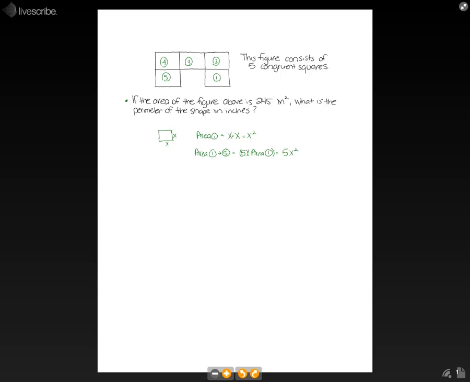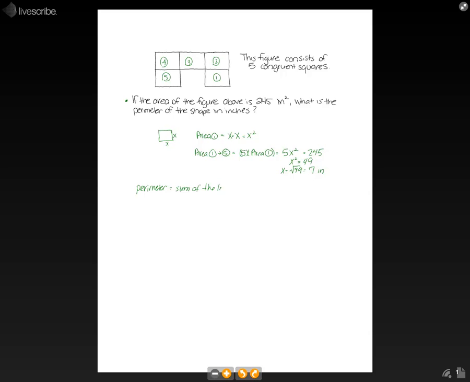We also know that the area of all 5 squares together is 245 inches squared. If we solve for x, this gives us x squared equals 49, which means x equals the square root of 49, or 7 inches.